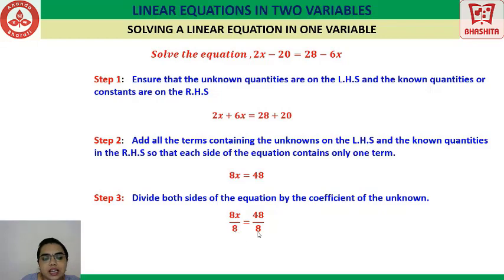8 and 8 get cancelled. x is equal to 48 by 8. 48 by 8 is 6, right? So x is equal to 6. So the value of the unknown here is x is equal to 6.